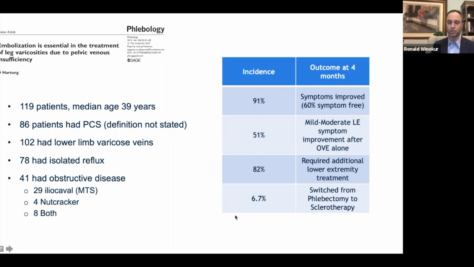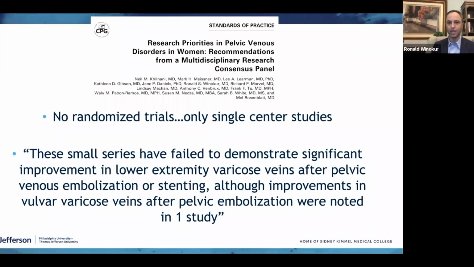But it's important to address in the right patients top down, where the reflux starts, to treat the entire course of venous insufficiency. However, this is a consensus panel from 2017 looking at pelvic venous disorders, and there are really no randomized controlled trials. There are only single center studies. And these small series have failed to demonstrate a significant improvement in lower extremity varicose veins after only pelvic venous embolization.